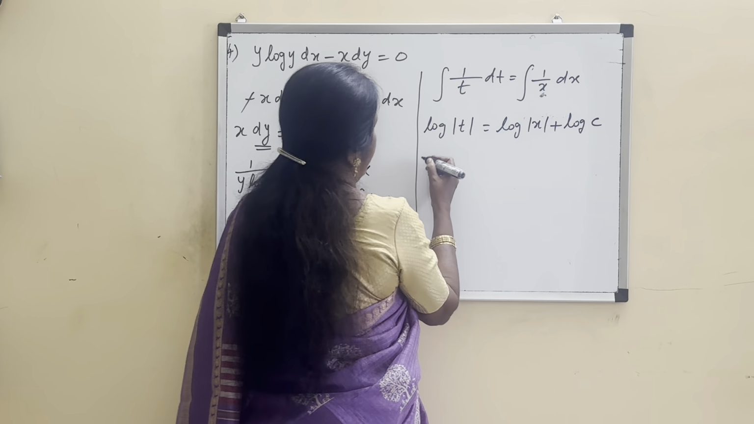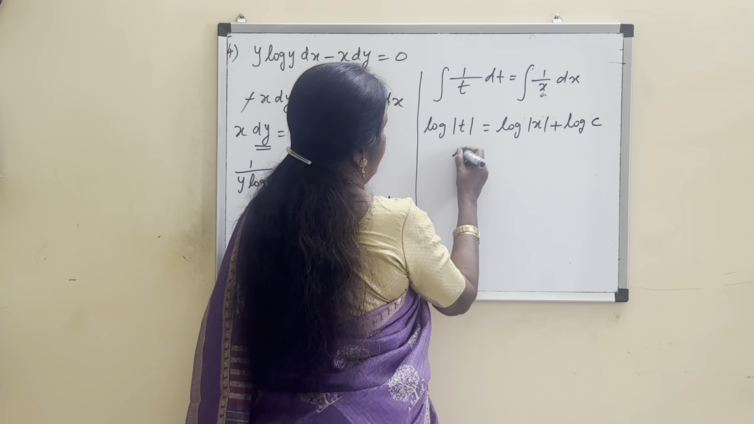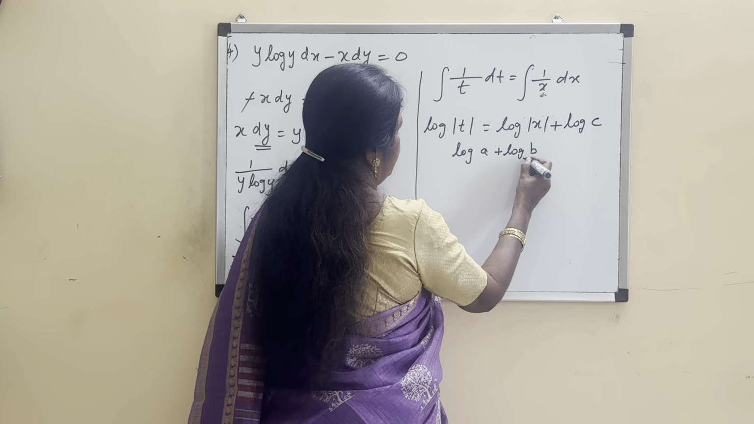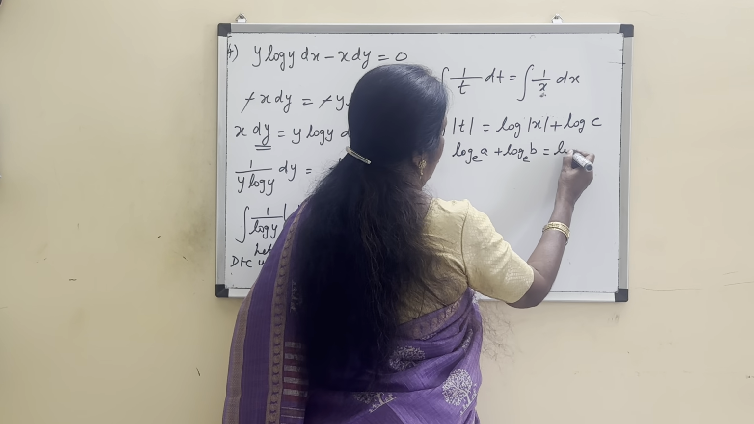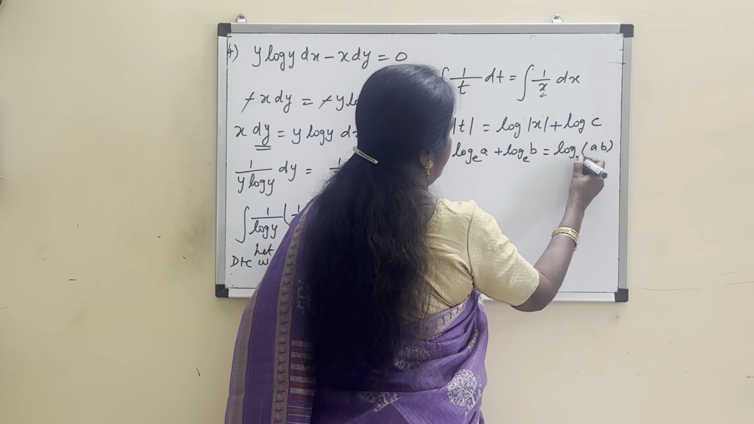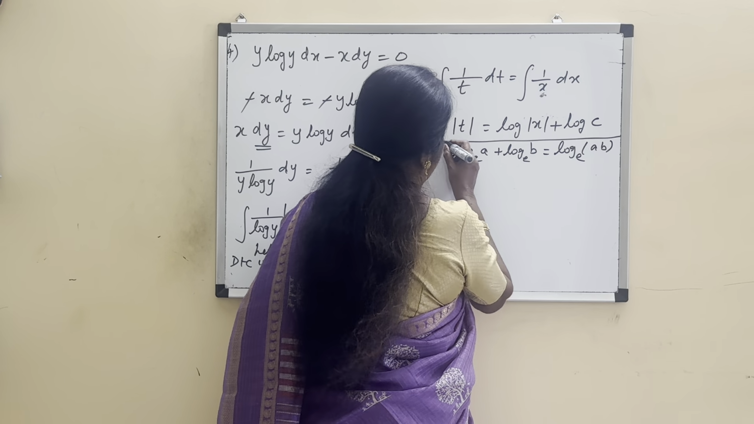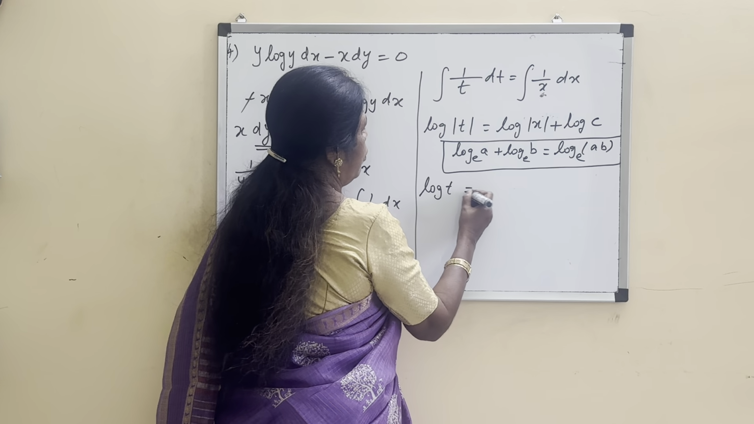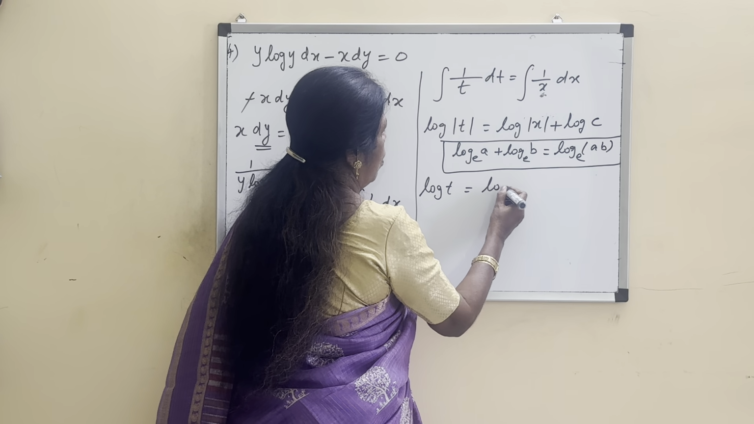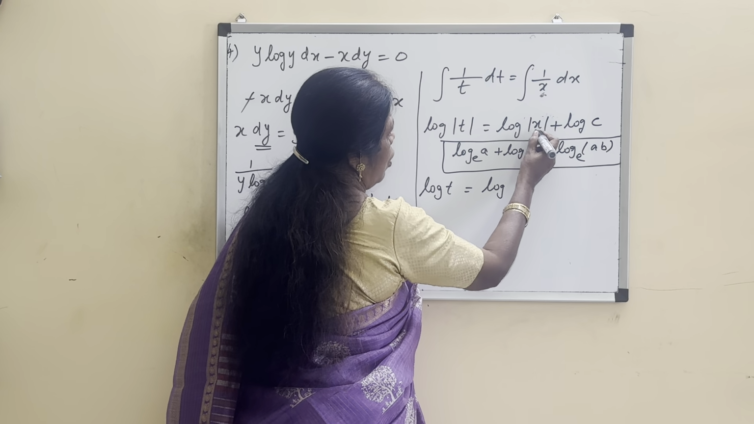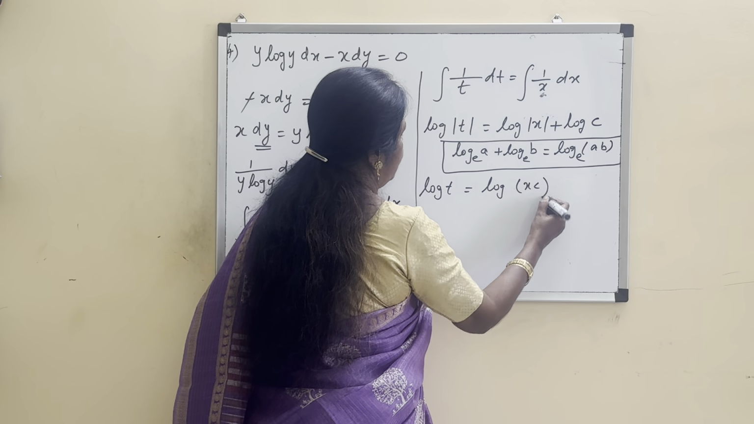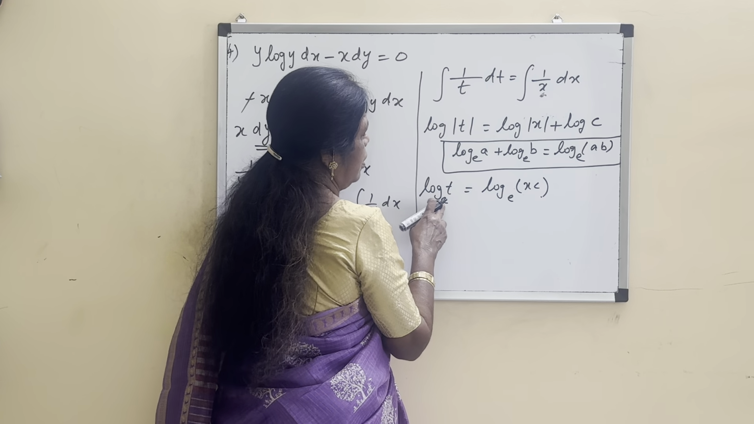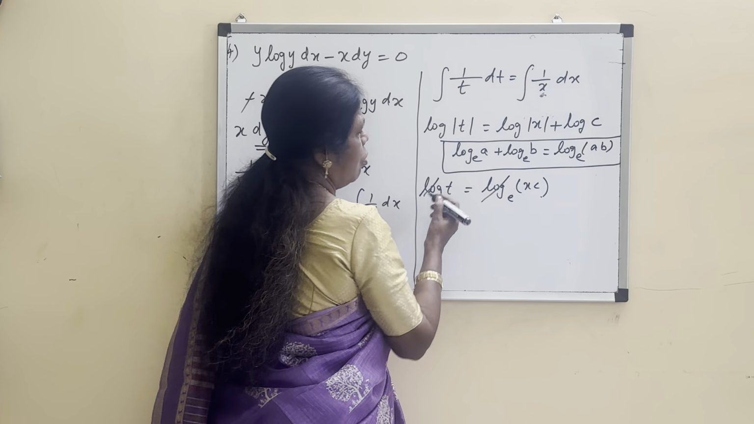So now I will write this in the form log a plus log b, where the base is always considered as e, equal to log ab base e by formula. So I skipped modulus. I will write this as log t equals, log is always positive, log x into c, using log a plus log b. You can cancel log on both sides.